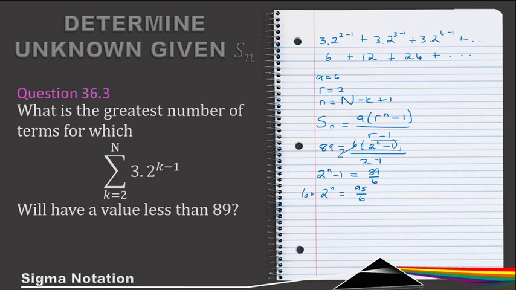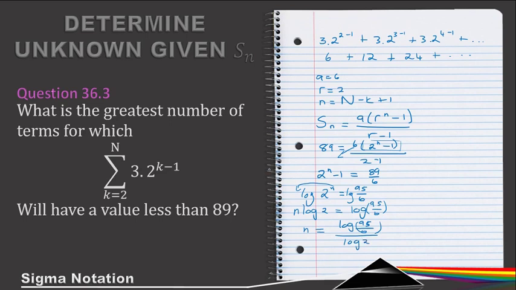So we log both sides, and then we use the law of logs, where this n has to go over to the front. So n log 2 is equal to log 95 over 6, and then we can divide both sides by log 2. So n equals log of 95 over 6, over log 2.